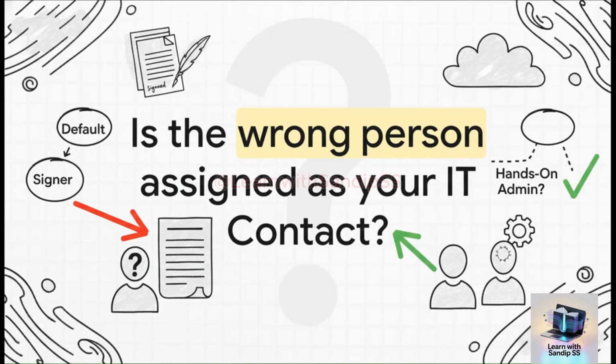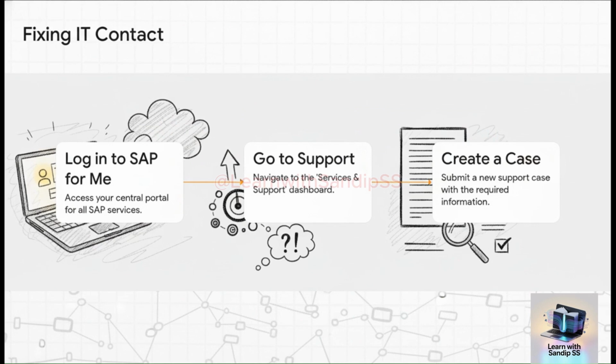Okay, but what happens if the ink is already dry and you realize, oh no, we put the wrong person down? Maybe the person who signed the contract was just put in as the default, but they're not the one who's actually going to be managing the systems. Hey, it happens all the time. And the good news is, there's a really straightforward way to fix it. Here's the play-by-play on how to get it sorted.